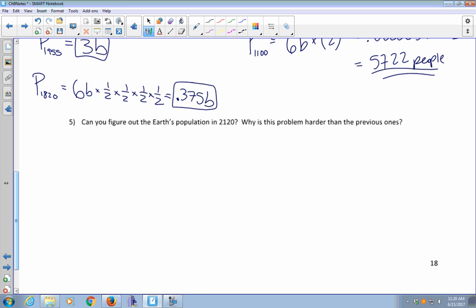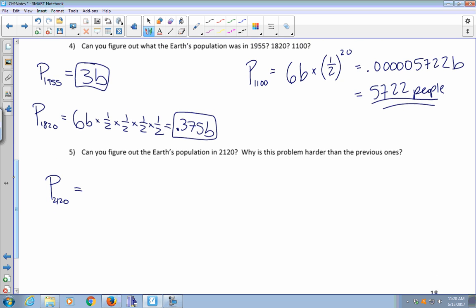120 divided by 45 is 2.6666, right? 2 2/3. So let's see if this works if I do it the same way. The population in 2120, it's harder than the other problems because it's not being doubled an even number of times. So I can't just multiply by 2.6666 times, or can I, right?